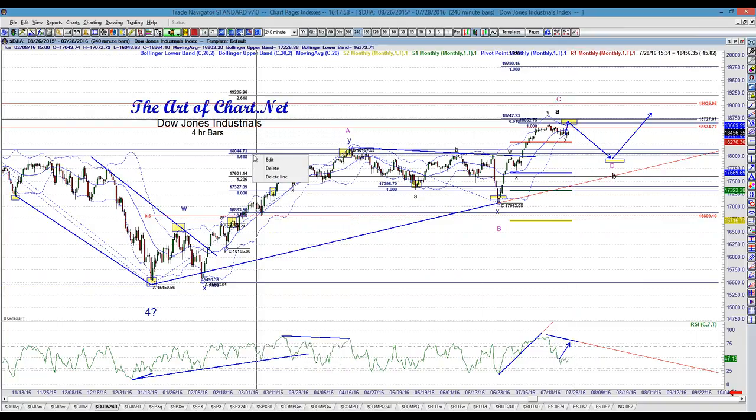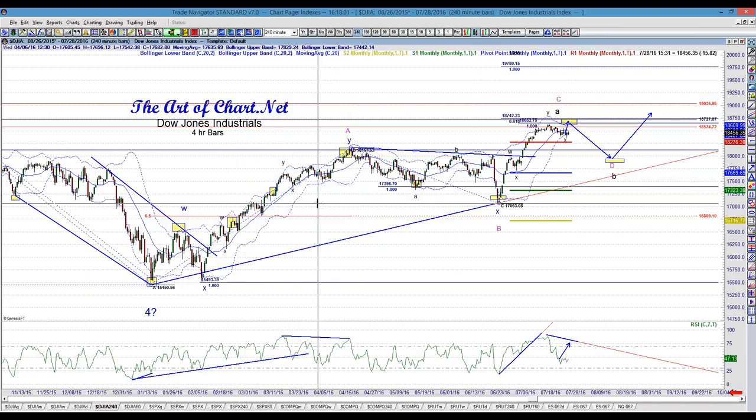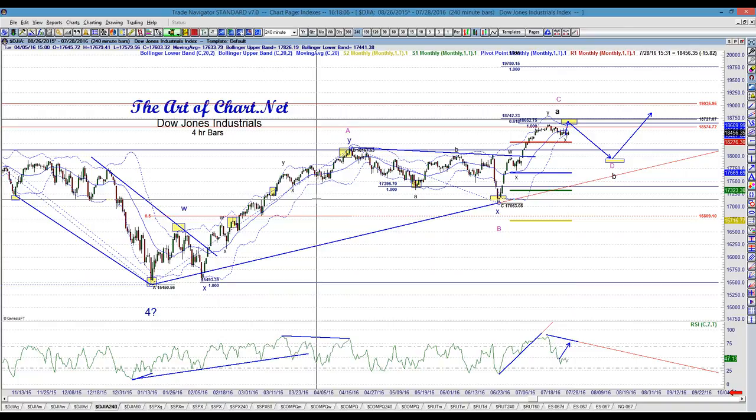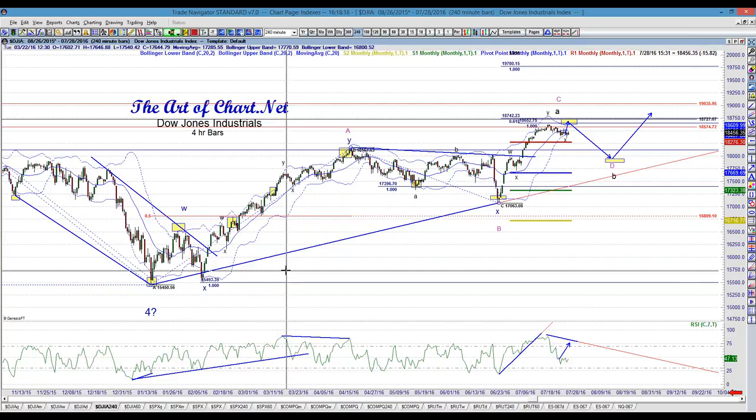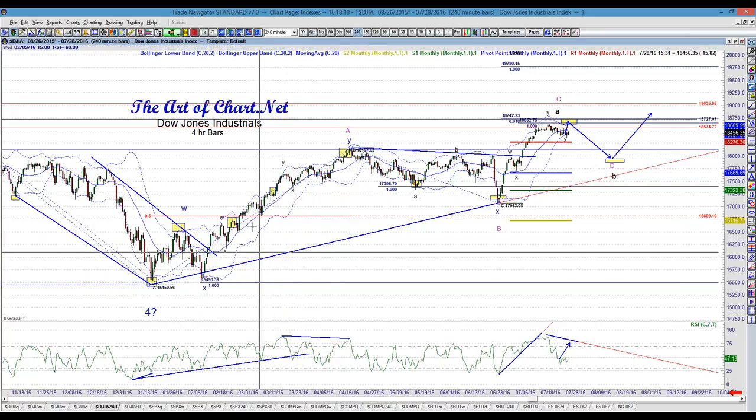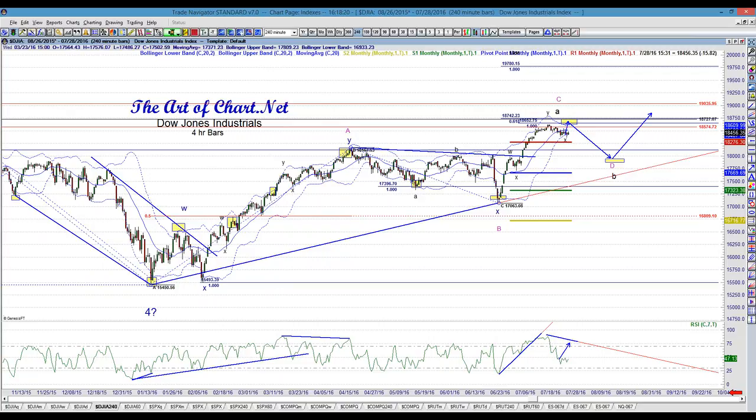In the way that I'm counting it, and this is just how I like to do it, and by the way, I just want to say this, it's very important that you find something that works for you. Every trader's different, everybody has a different style. This is just mine, it works for me. It may not work for you, and if it doesn't, find something else that does. But for me, here we are at the Y.